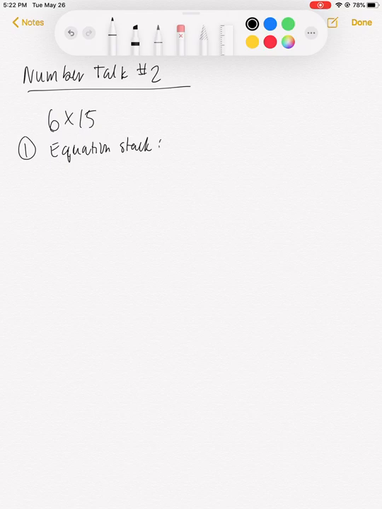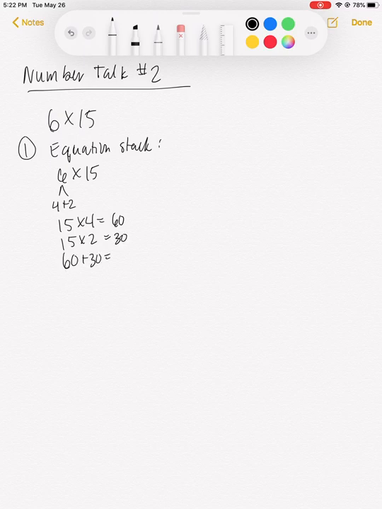The first student's strategy for 6 times 15 was that they broke up the 6 into 4 plus 2. And then they did 15 times 4 equals 60, and 15 times 2 equals 30. Then they added 60 plus 30, and they got 90. Okay. This is a very typical strategy to break the numbers up and use the distributive property to help you find the total. And why break up the 6 into 4 plus 2 could be a good question to ask.